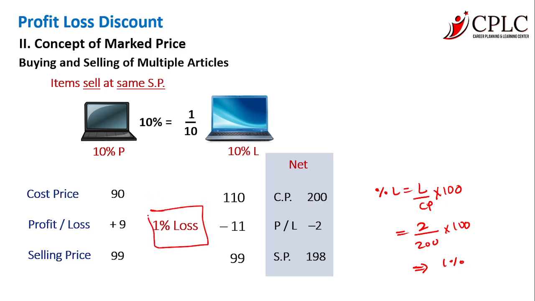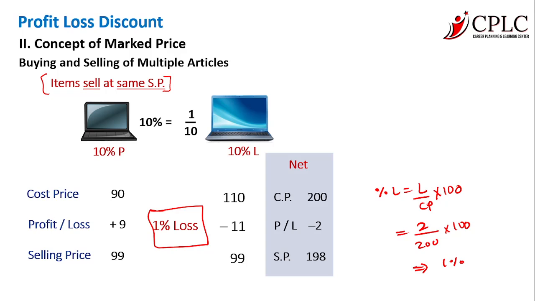But now the idea is what you have to remember. If the items are sold at the same selling price, and one is sold at a profit of P% and one is sold at a loss of P%, there is always going to be a loss. And we calculated this as 1% in this particular scenario after a lot of calculations.